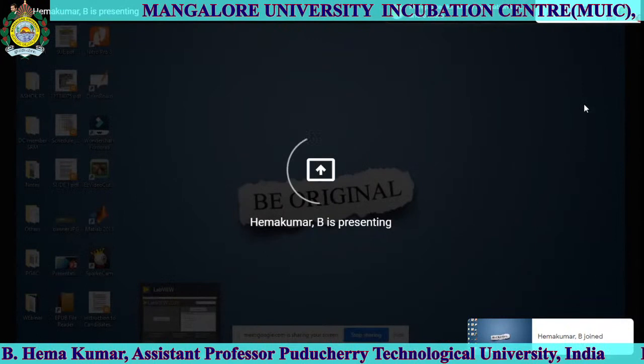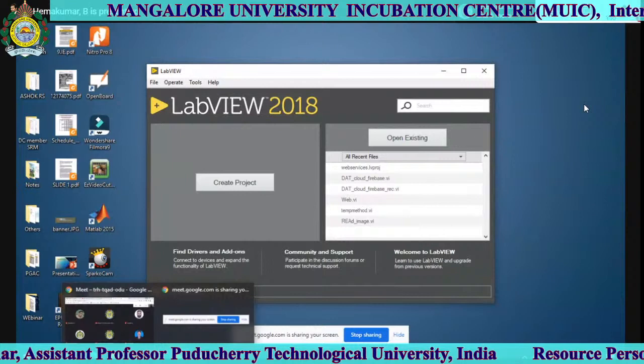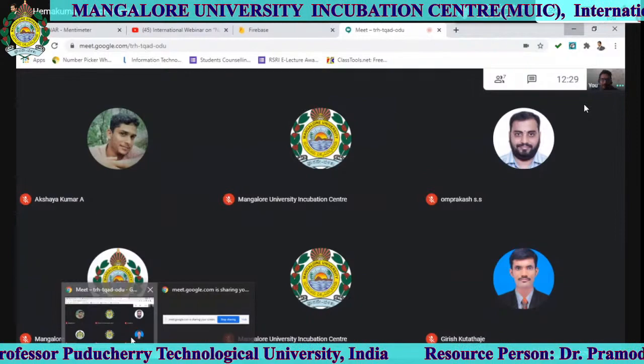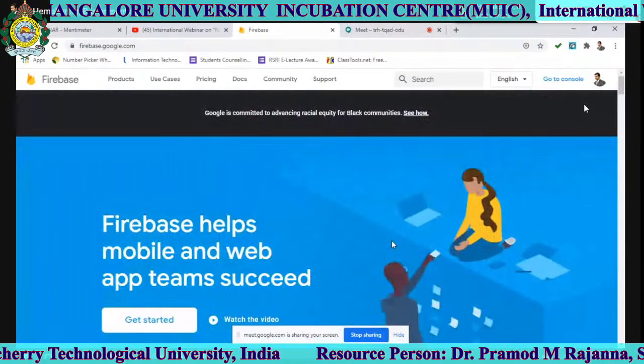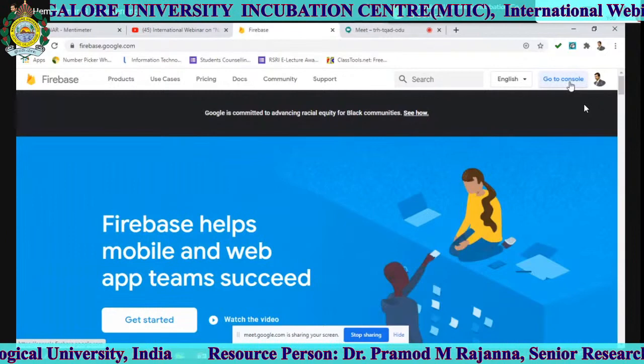So I'm going to use LabVIEW. But before I use LabVIEW, I'm just going to take you into the cloud system. So this is the Firebase cloud. It's a Google cloud, the Firebase Google cloud. You need to log in with your account. With your Google account, you can log in. I'm just going to the console.